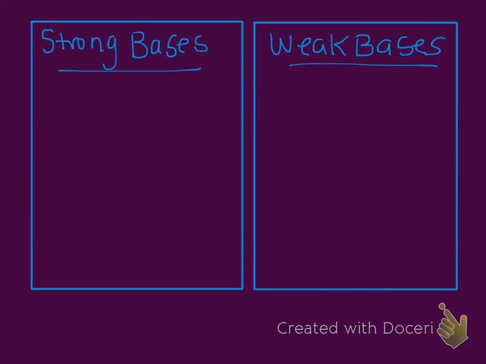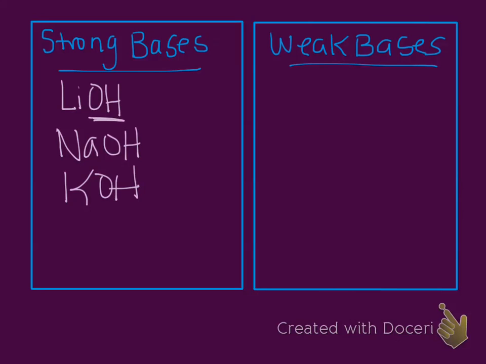All right, so our strong bases are going to have OH in their chemical formula, and the OH has to be ionically bonded to a metal cation. So examples would be things like LiOH, but they have to have that OH in the formula. NaOH, KOH. You can even have something like MgOH2. Those are going to be your strong bases.